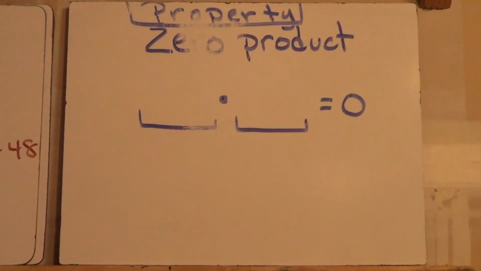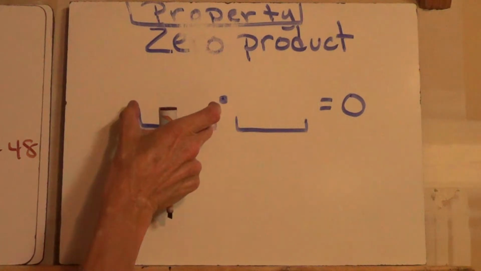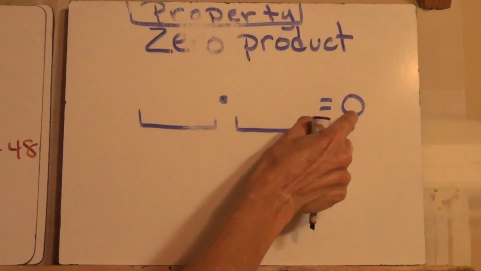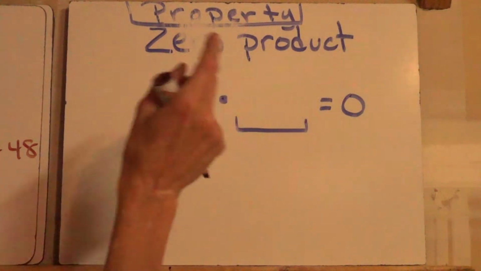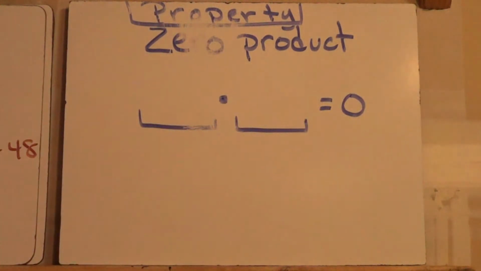Okay, zero product property says that if you have a number times a number and it equals 0, one of these has to be 0. There's no other way to do it. If you could find a way, then you could have all the candy in my cupboard.